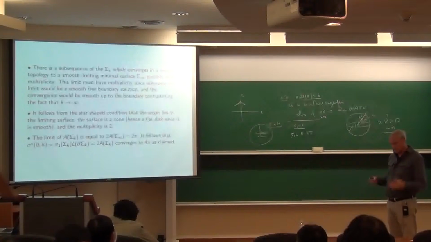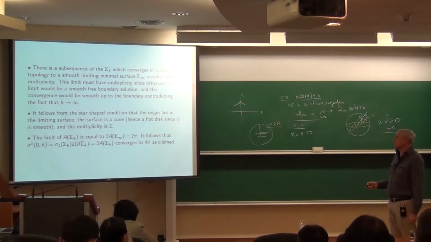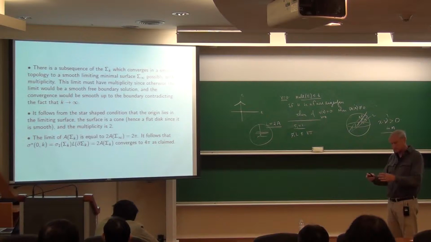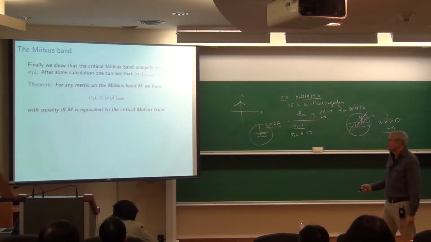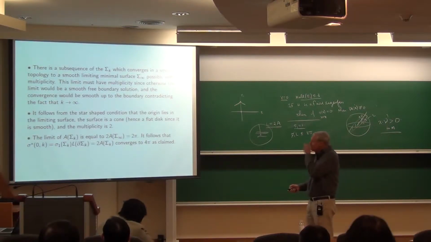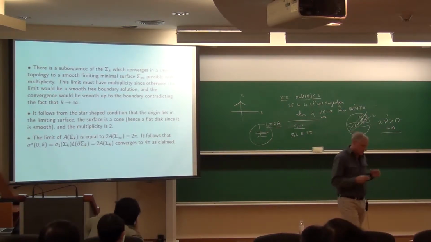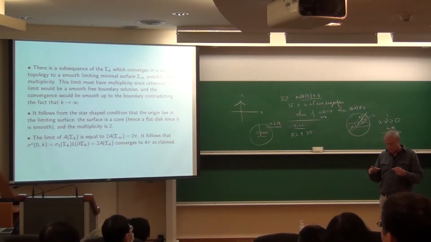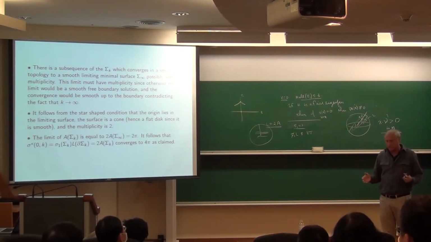So in particular, you get that the limit of the areas is 2 pi, and so sigma 1 times L, where sigma 1 is 1, the lengths can actually converge to 4 pi. So that's the result. In particular, it's a sharp upper bound asymptotically for genus 0 and k.